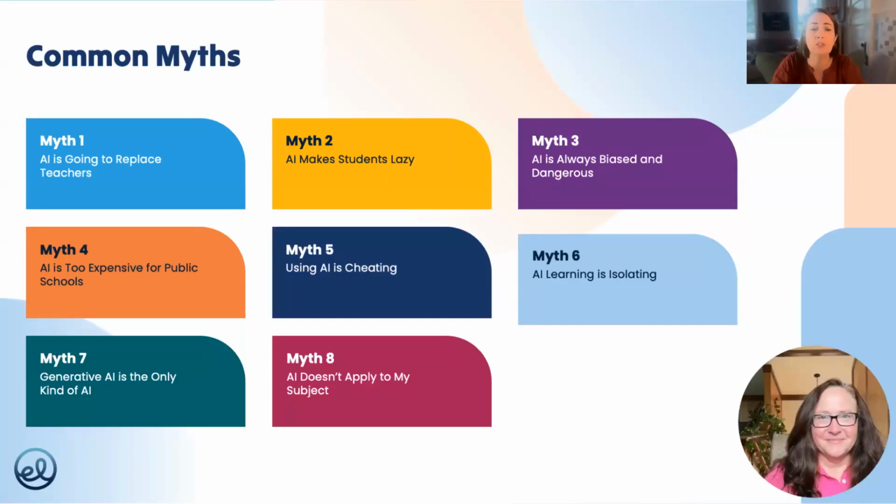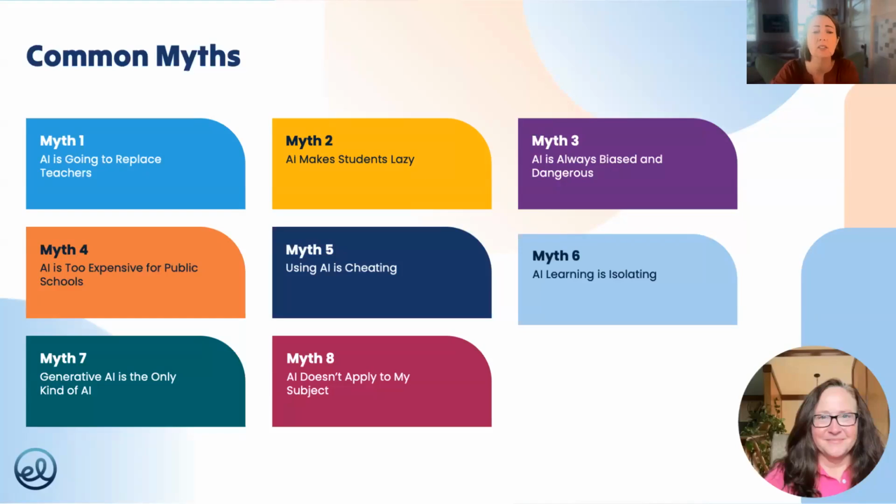Myth two, AI makes students lazy. This one comes up a lot. It's easy to worry that students will rely on AI to do all the thinking for them, but research and real world classroom use says otherwise. AI can actually boost engagement and performance. ASU, Arizona State University, has an adaptive math platform, and they said that usage led to an 18% increase in pass rates, a 22% drop in course withdrawals, and a 31% increase in students continuing to higher level math. So it really was building momentum rather than creating laziness.